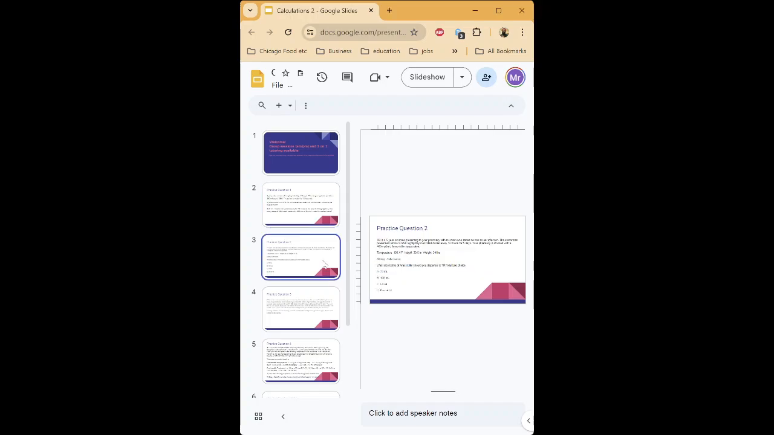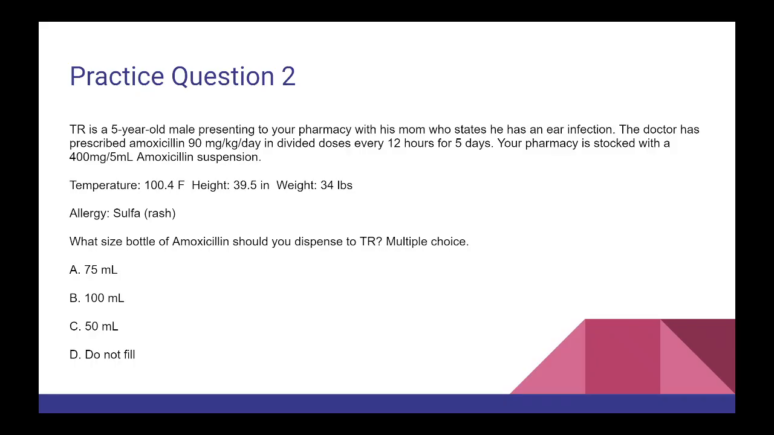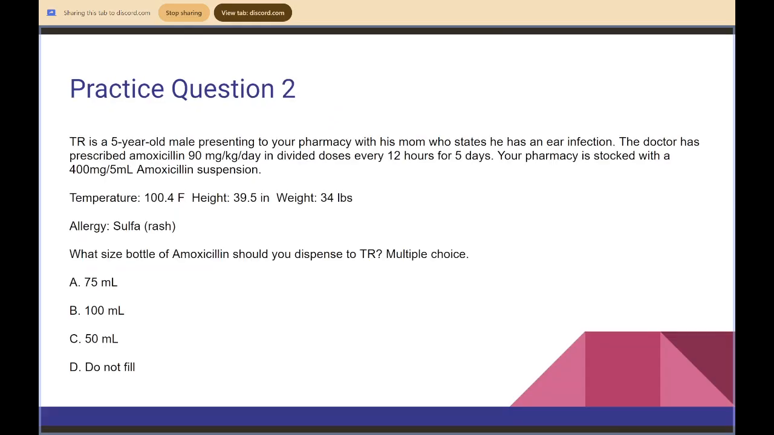All right, let's go to practice question 2. TR is a 5-year-old male presenting to your pharmacy with his mom who states he has an ear infection. The doctor prescribed amoxicillin 90 mg per kg per day in divided doses every 12 hours for 5 days.